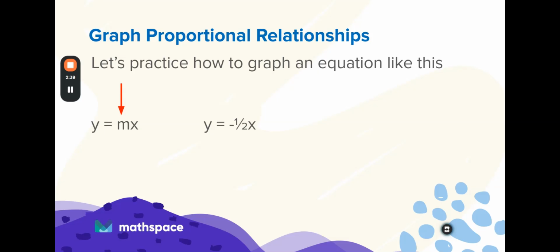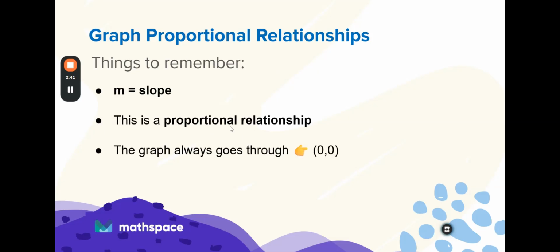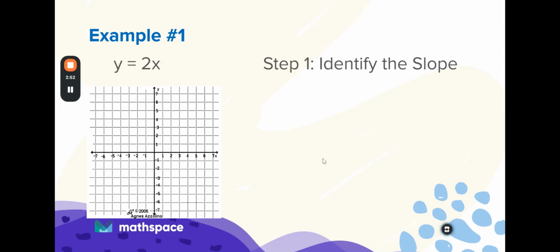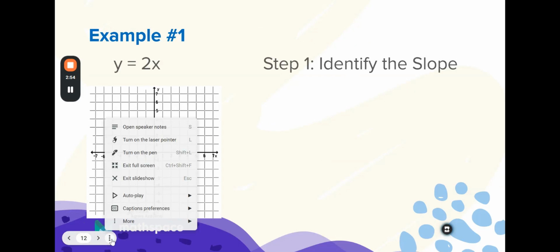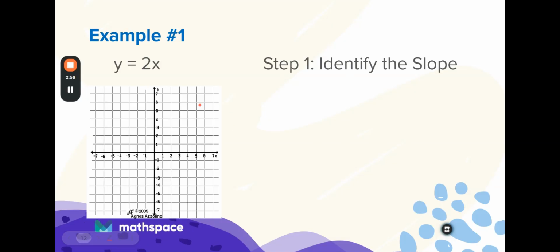This is where it kind of gets a little bit difficult, but good thing you got a great teacher. So again, m is the slope. It's a proportional relationship, and on our graph, we're always going to start with plotting the origin. So we're going to start with plotting 0, 0. All right, so I got my pen here. The first thing that we're going to do is identify what the slope is. In my formula here, my slope is 2.